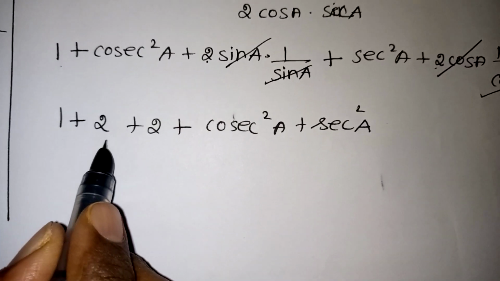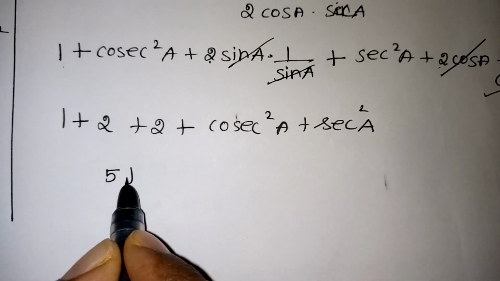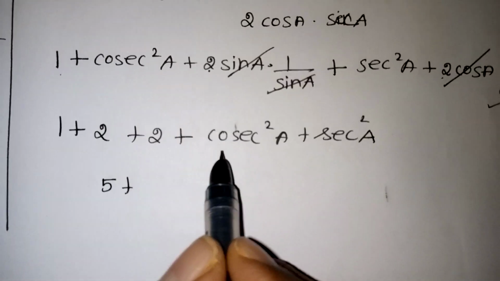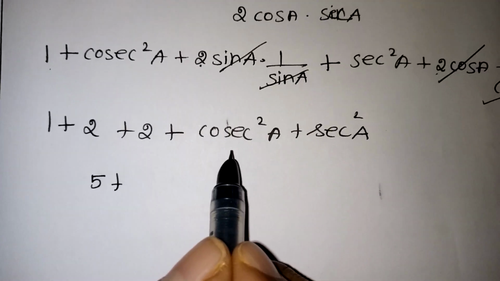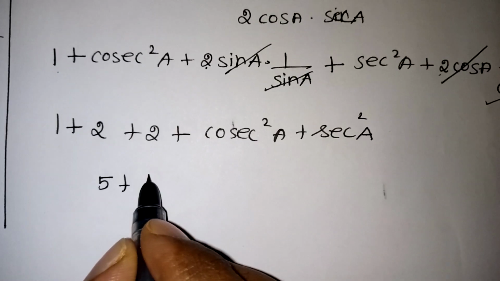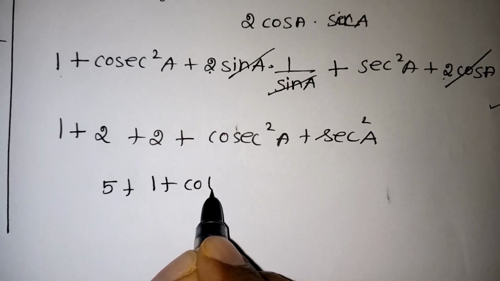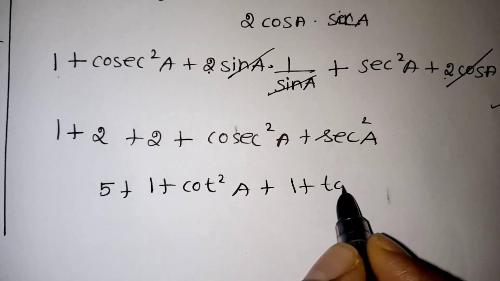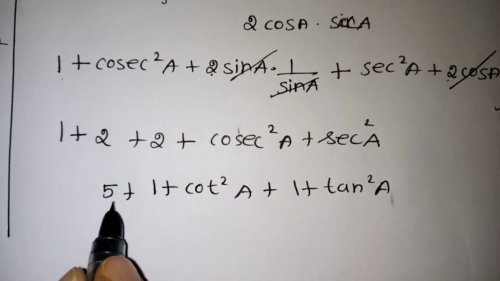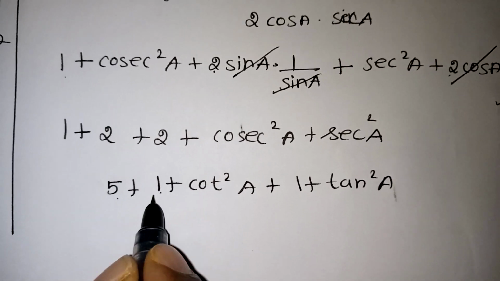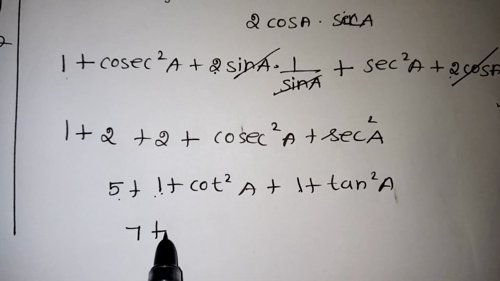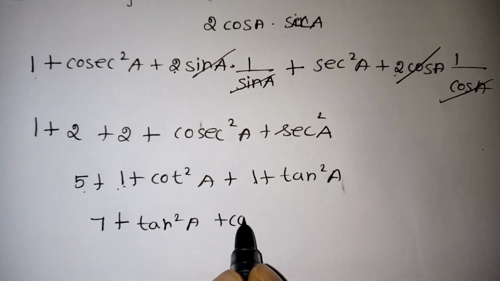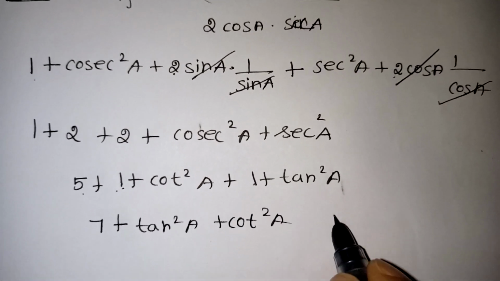So 1 plus 2 plus 2 will give you 5, plus cosecant and secant we are getting, but I want tan and cot. So what you should do now, you have to use the identity. So cosecant squared A will be written as 1 plus cot squared A. Secant squared A will be written as 1 plus tan squared A. So here 5 plus 1 is 6, 6 plus 1 will give you 7, 7 plus tan squared A plus cot squared A. So that is your right hand side of your problem.